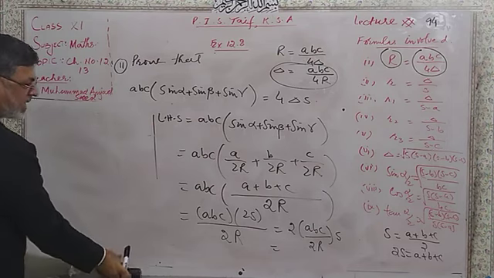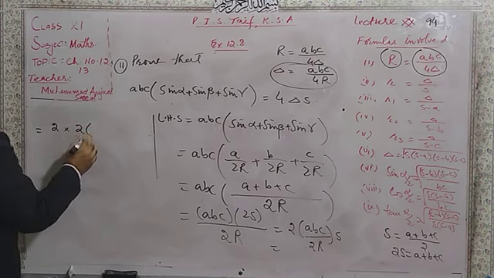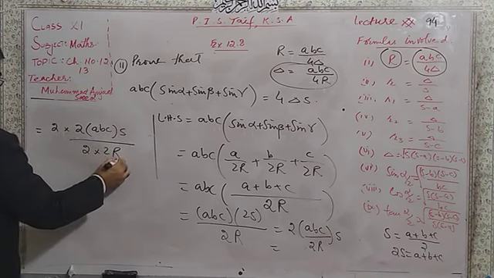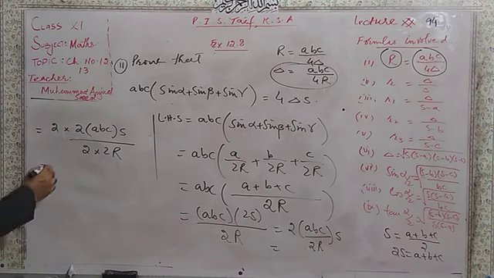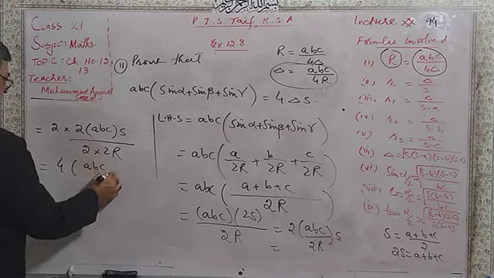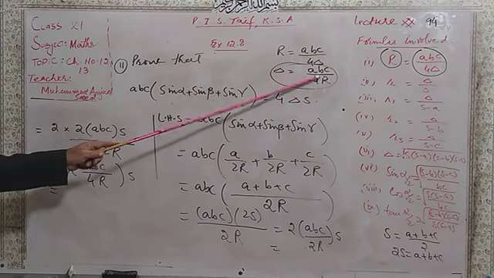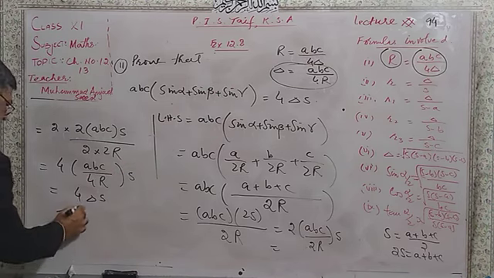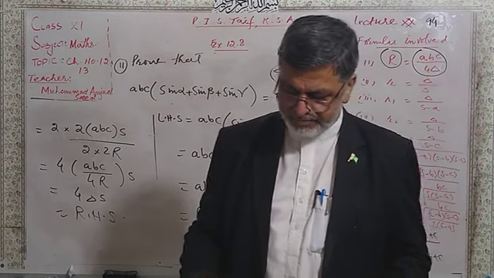Yes, you can see that multiplying above and below by 2, we will have 4ABC over 4R into S. So ABC over 4R is equal to delta. So we can have 4 delta S. That's your right hand side. Dear students, that was your question number 11.